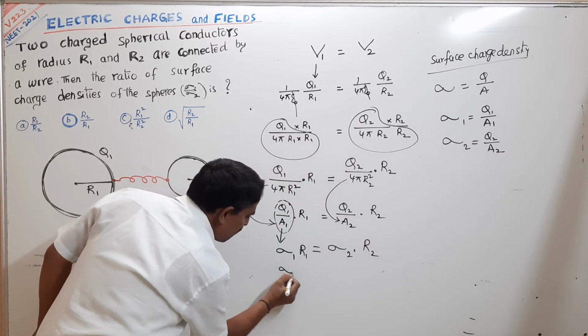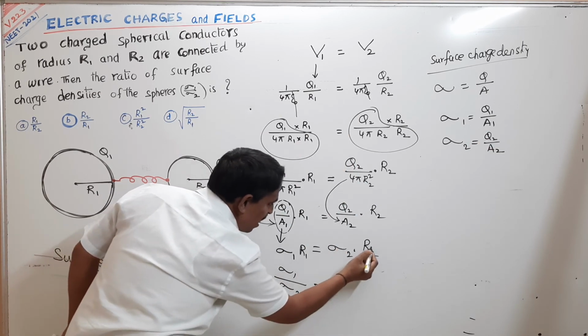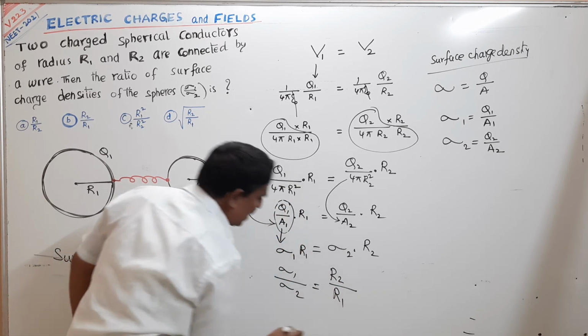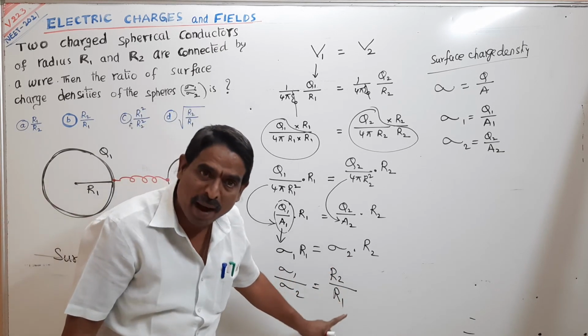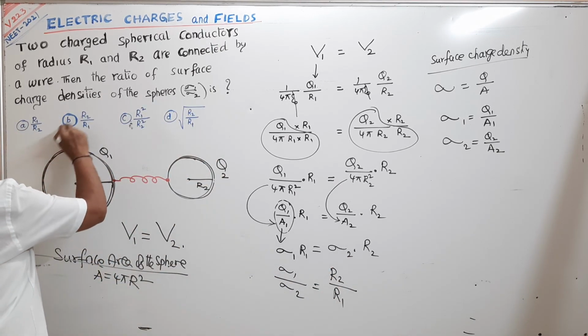Now sigma 1 and sigma 2 come to the other sides, so R2 by R1 comes to the denominator. Sigma 1 by sigma 2 is equal to R2 by R1. This is the required answer.